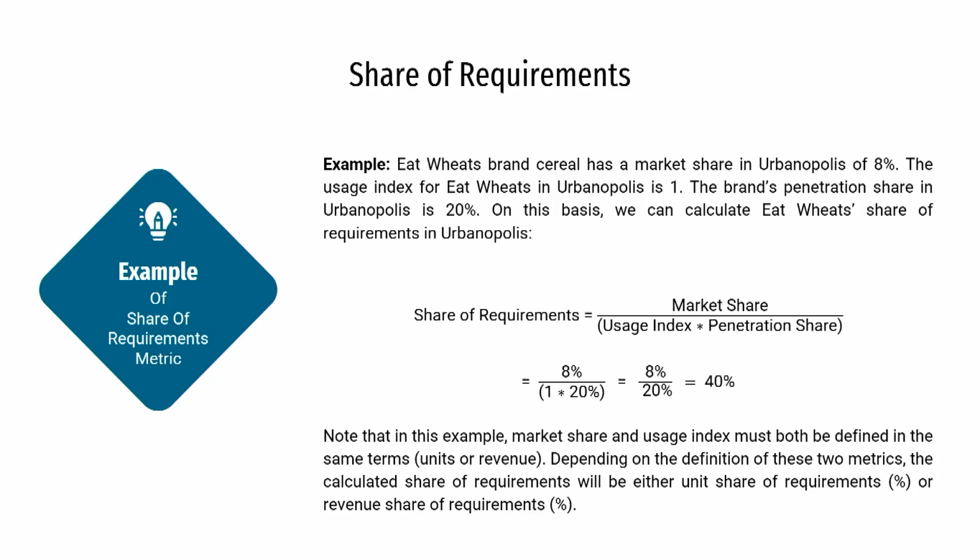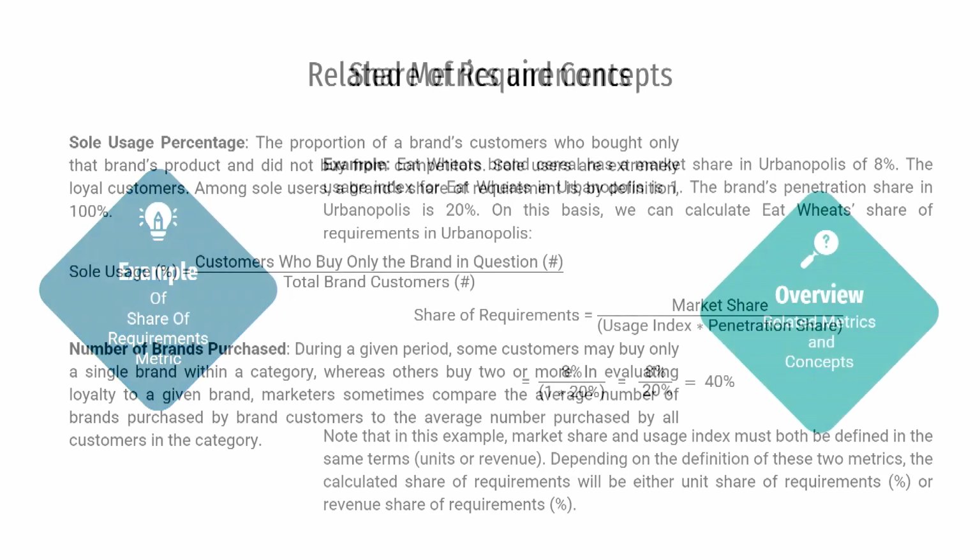So, market share and usage index must both be defined in terms of the same unit, like units or revenue. Depending on the definition of these two metrics, the calculated share of requirement will either be unit share of requirement or the revenue share of requirement. So, this is how we can calculate the share of requirement given that market share, usage index and penetration share are in place.